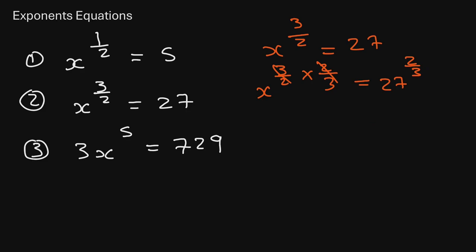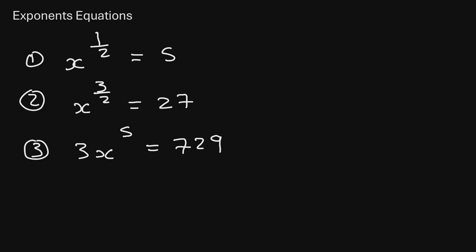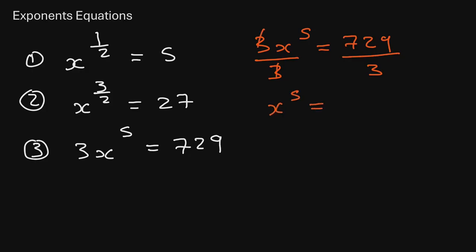Now if we move on to the last problem, we have 3 x to the power of 5 equal to 729. The first thing we know is that x is a base and it has an exponent. We want to leave x alone so that we can multiply with the reciprocal of the exponent. So the first thing we do is divide by 3 so that x is alone. This 3 will cancel here, and we have x to the power of 5. If you put 729 divided by 3 in your calculator, you should get the answer of 243.